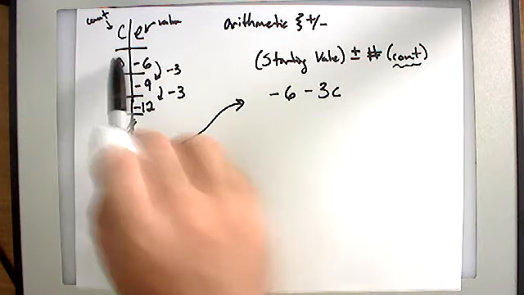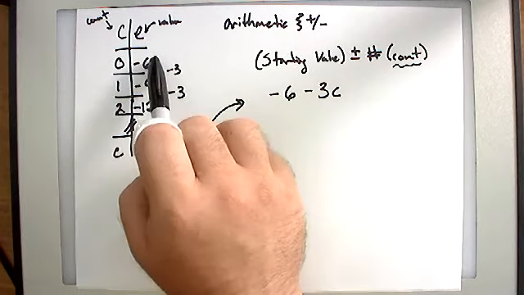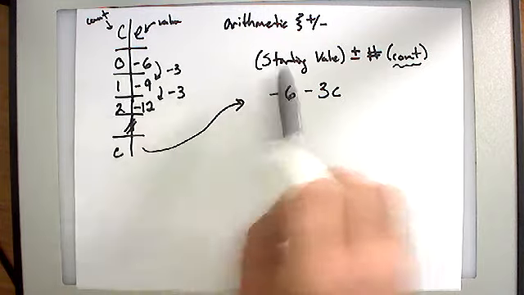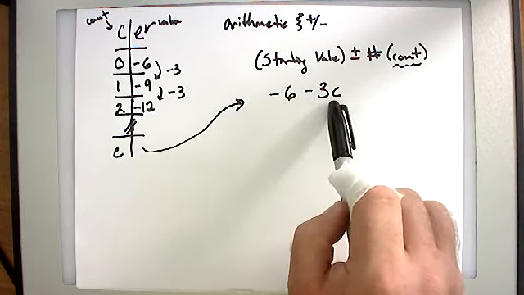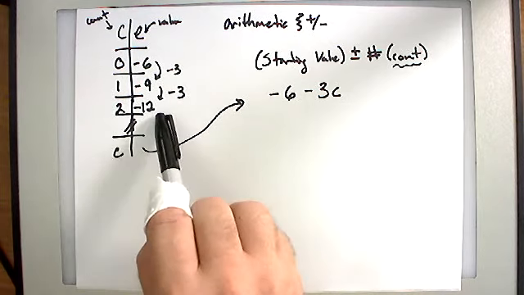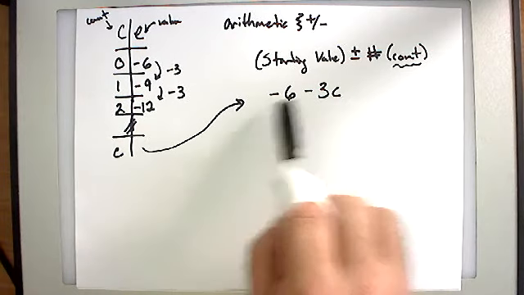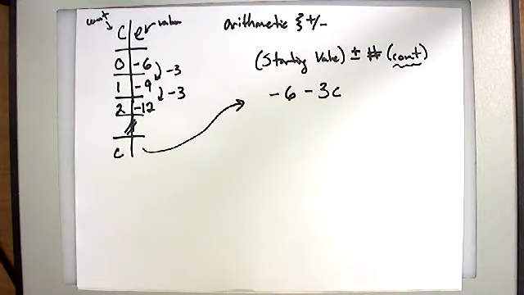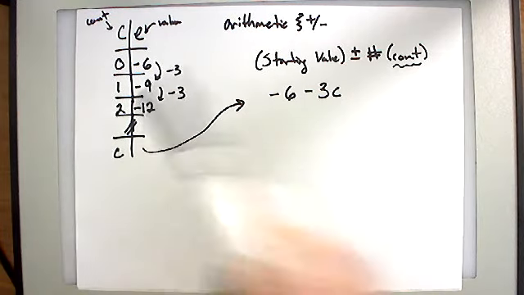Validate this. Plug in 0. 3 times 0 is 0. Negative 6 minus 0 is negative 6. Good to go. Plug in 1. We should get negative 9. Negative 6 minus 3 times 1 is negative 6 minus 3, which is negative 9. Good. Plug in 2. We should get negative 12. Negative 6 minus 3 times 2. That's negative 6 and negative 6. That's negative 12. So if your formula is giving you all of the values on the table, you know you have it correct. That's the wonderful thing here: you'll know if you're correct or not.